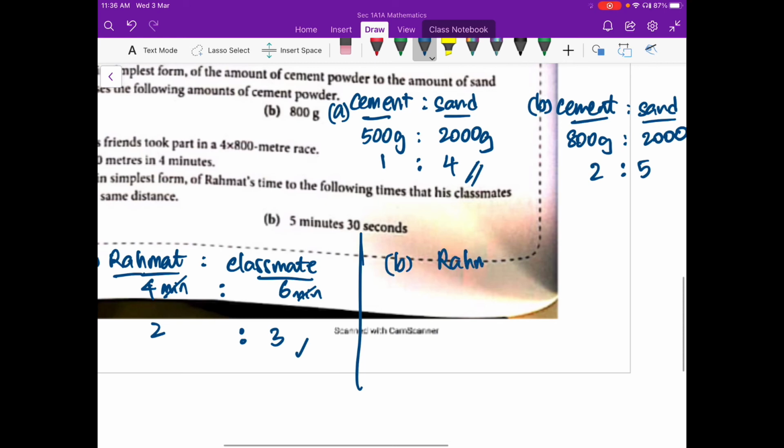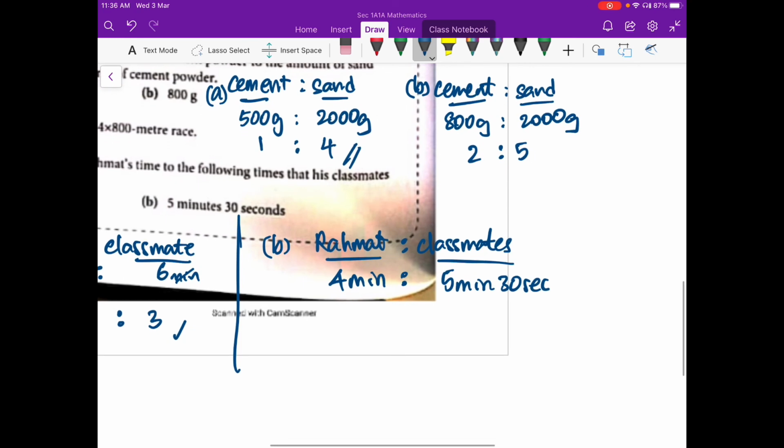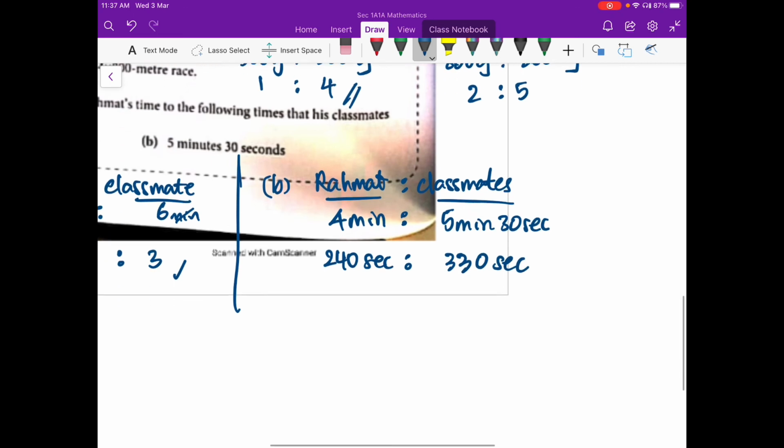Ramat again. To classmates. Okay, 4 minutes to 5 minutes 30 seconds. Convert to seconds, okay. 240 seconds to 330 seconds. Okay, correct. Divide by 30. Can I just use my calculator? Lazy, eh? 240 divided by 330. 8 to 11. Is that what you got? Yes. Okay, correct. So these are the answers. Okay, thank you.